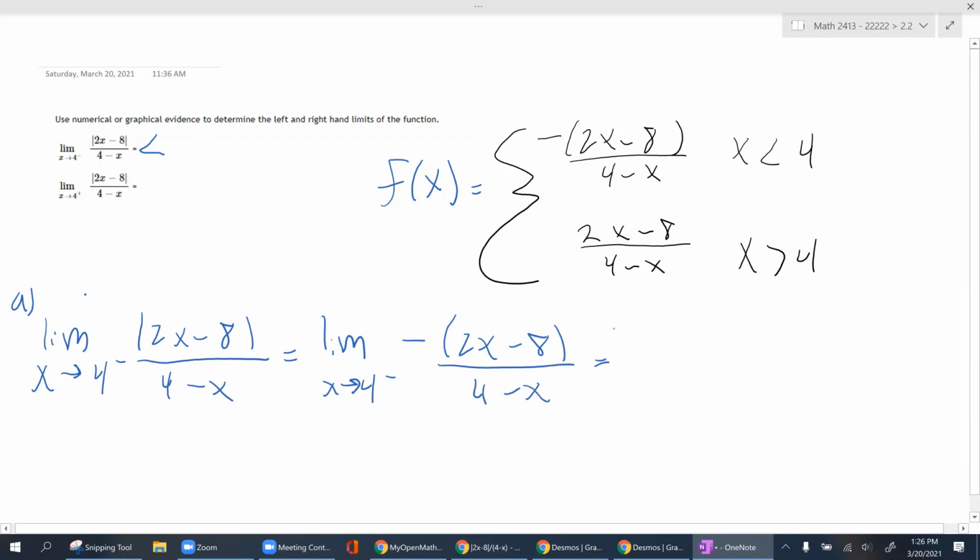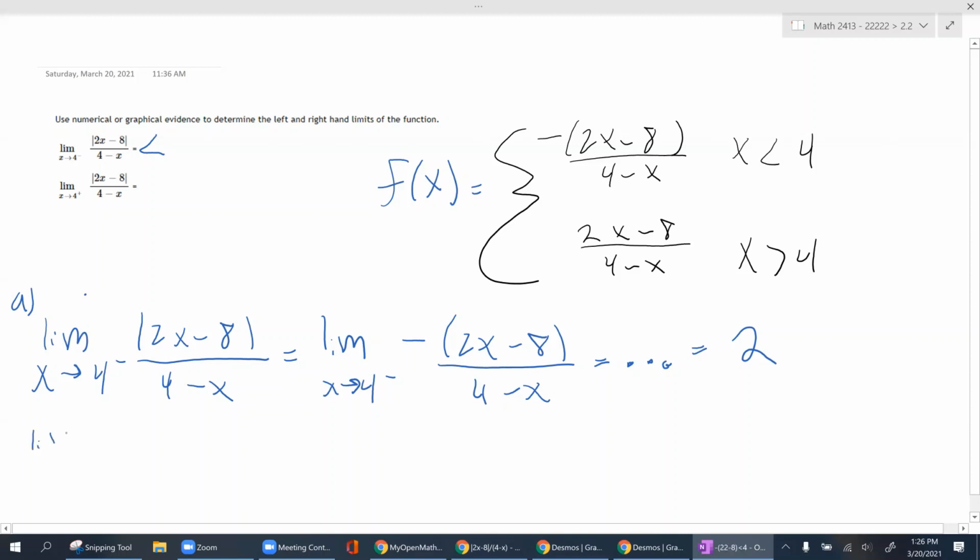And all I'm going to do there, very similar to the piecewise function that we did earlier, is plug that into my function and see what it gives me. I'll let you show your work for this, but you'll find out that this gives me positive 2.